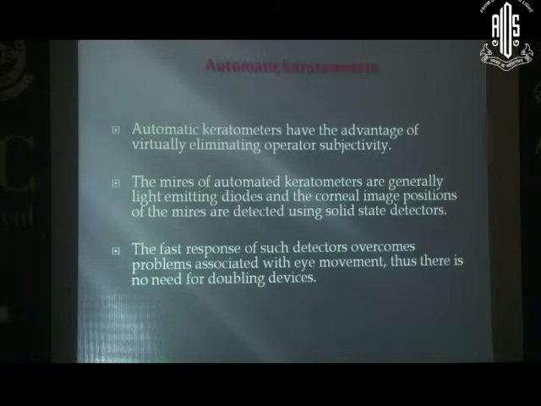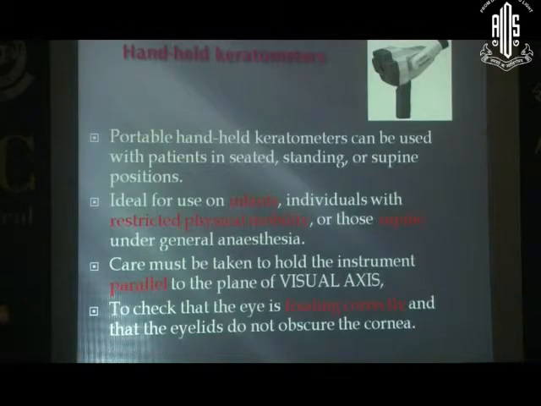Automated keratometers have the advantage of eliminating the operator's subjectivity. Here, because the light emitting diodes are the mires and the image is taken by solid state detectors, the error is decreased. The response is quite fast, and so the doubling process is not needed. You also have a handheld keratometer, which is used in special situations like infants, patients with restricted physical mobility, and patients in supine position who are not able to sit up to your manual keratometers or even an auto keratometer. Again, fixating correctly is important. Take care that the eyelid doesn't obscure your image.